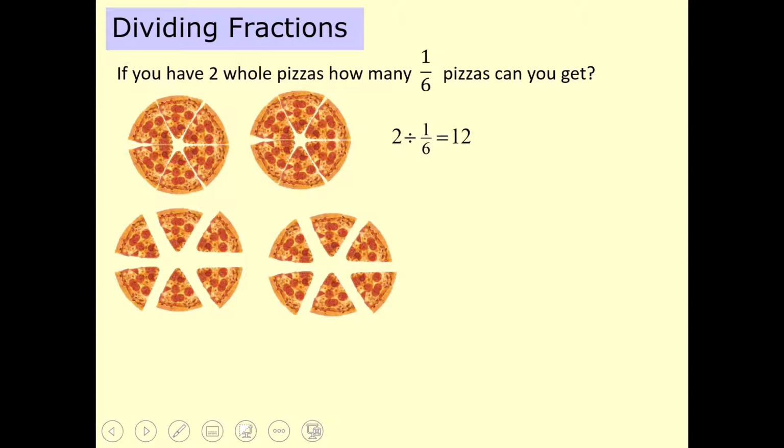So let's actually see what is happening here. So if we have 2 divided by 1/6, remember we could write that as 2 over 1. We're going to keep the first fraction the same. We're then going to turn that into a multiply, and then we're going to flip that last fraction. So this last fraction is flipped. And then we can go ahead and answer that. So 6 times 2 gives you 12 over 1, and then we can see our answer is 12.